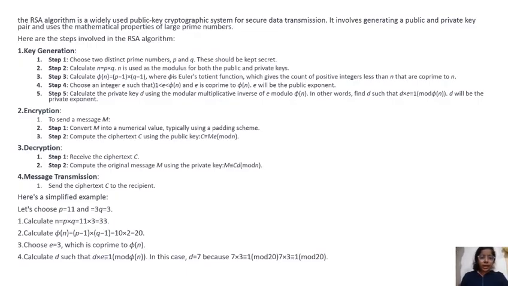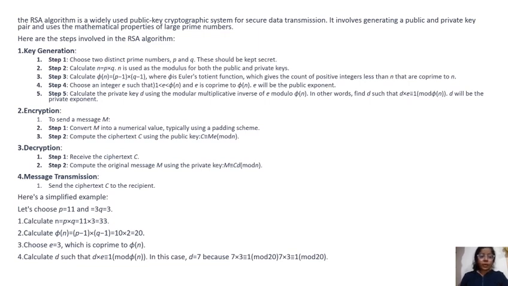The RSA algorithm is a widely used public key cryptographic system to secure data transmission. It involves generating public and private key pairs and uses the mathematical properties of large prime numbers. Here are the steps of RSA key generation. In step 1, choose two distinct prime numbers p and q, which should be kept secret.